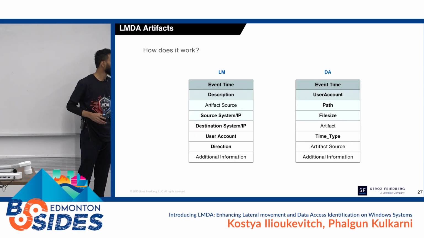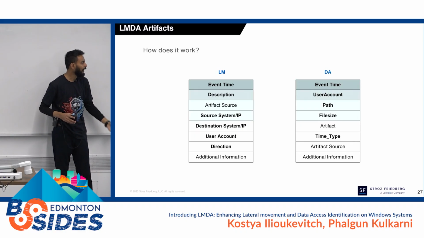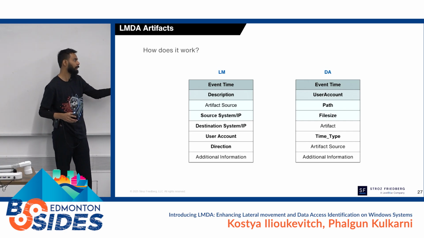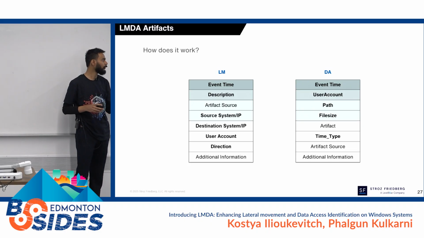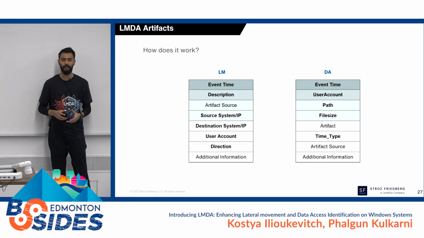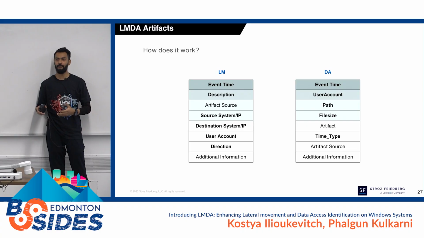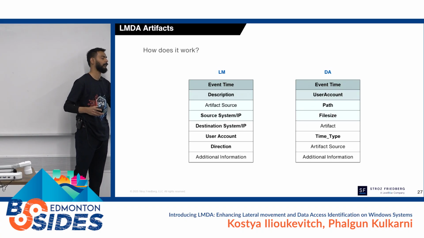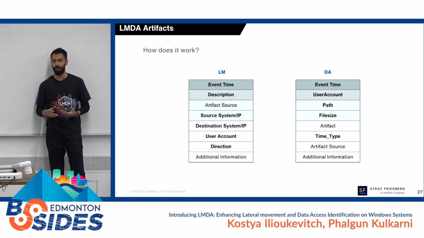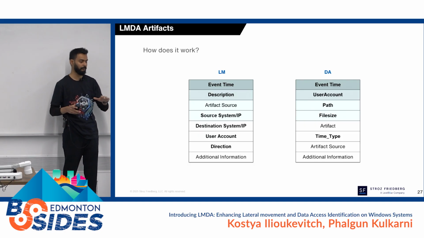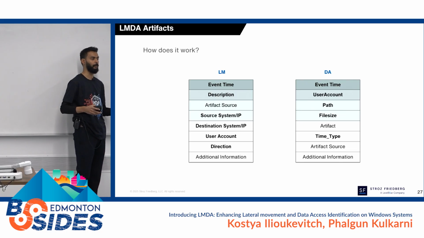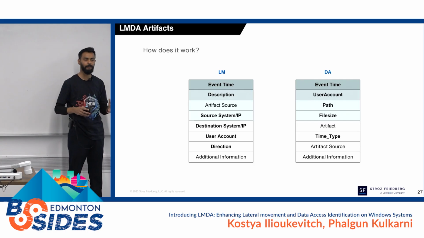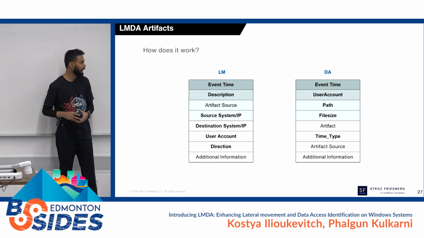For data access, again, starting with the event time, we have the user account who may have accessed that data, and that will be in the path column. We also include file size where applicable. So in case there was an exfiltration event, you may want to calculate the total size of all the files that may have been accessed to compare if this matches the exfiltration claims by threat actors. We have the time type column, which is of importance, which I will be explaining in further slides.